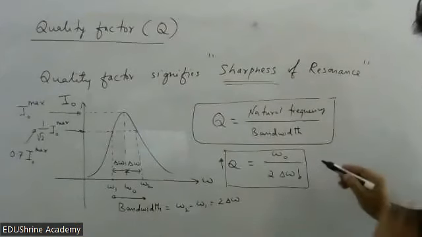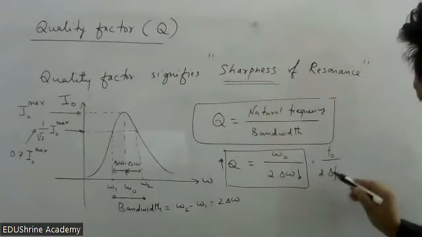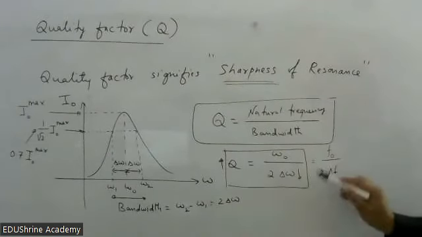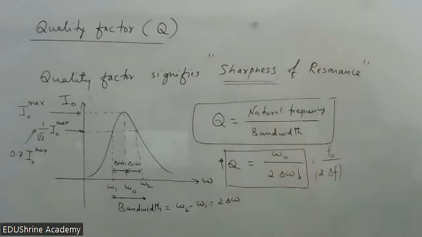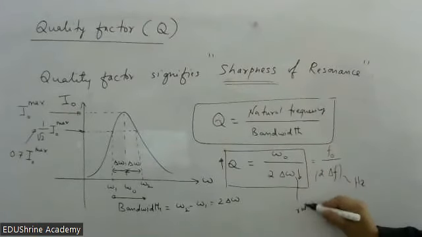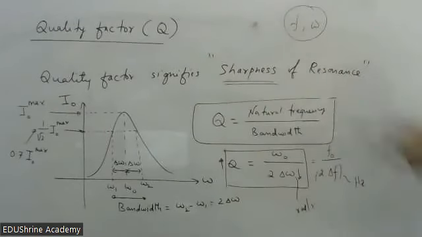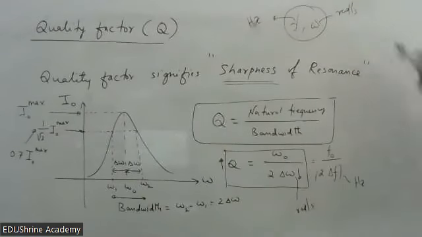Just make a note of this. This I wrote in terms of angular frequency. If you want, you can write in terms of frequency also. Okay. So this is your natural frequency. This is the bandwidth. So this bandwidth will be in hertz, and this bandwidth will be in radian per second. Okay, this is in hertz, obviously, and this is in radian per second. That's how you should know whether you are dealing with frequency or omega. Omega is in radian per second, frequency is in hertz. So if there are two cycles per second, it is 2 hertz. Now 2 cycles also means 2 into 2 pi radian per second.